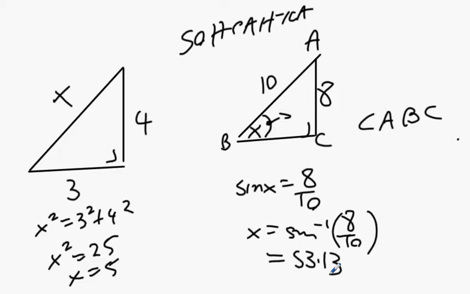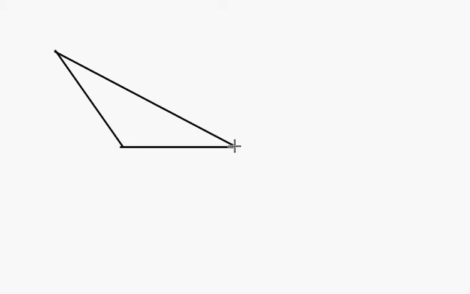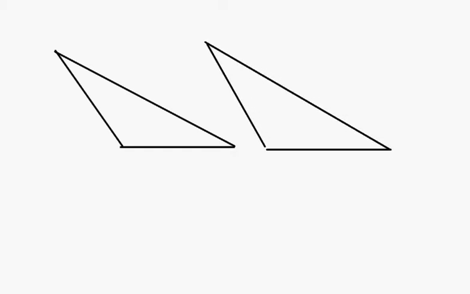Not much else. Now, we then move on to non-right angle triangles, okay? We always have two options. I'm going to show you two very similar looking questions with two very different ways of doing it.